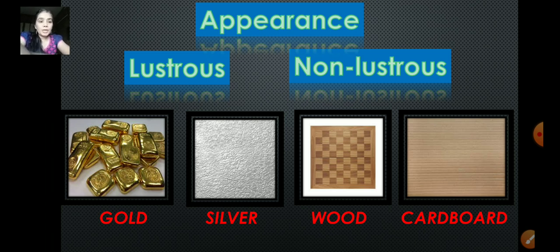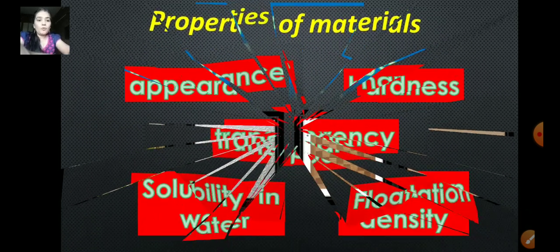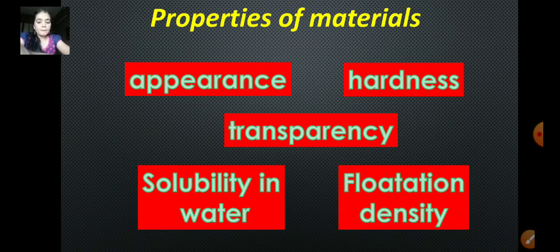So children, in today's chapter we learnt about the properties of materials, that is appearance, hardness, transparency, solubility in water, and flotation density. Now, we covered appearance, hardness, transparency, translucent and opaque. In the next video, we'll learn what solubility in water is and what flotation density is.